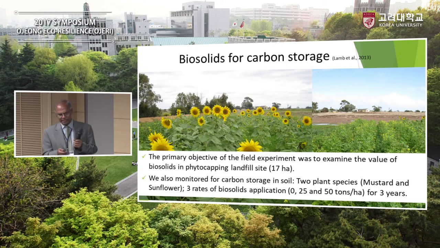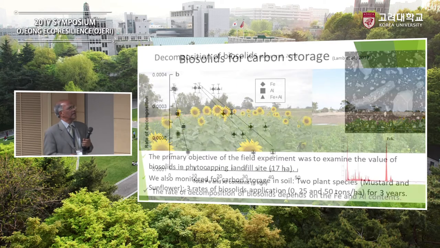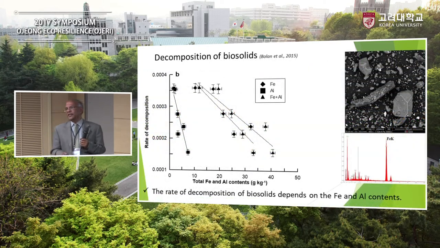We monitored for 3 years. I will just briefly give you the data. Firstly, we look at a number of biosolids and look at the decomposition, the release of carbon. So this gives the relationship between iron and aluminum in the biosolid and the rate of decomposition. When the biosolid contains a lot of iron and aluminum oxide, the decomposition decreases. And when you treat wastewater, you add iron flocculant, aluminum flocculant, so they can hold on to the carbon. So there is a relationship.